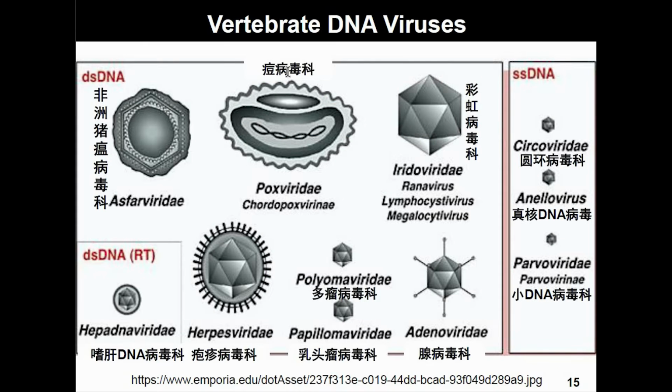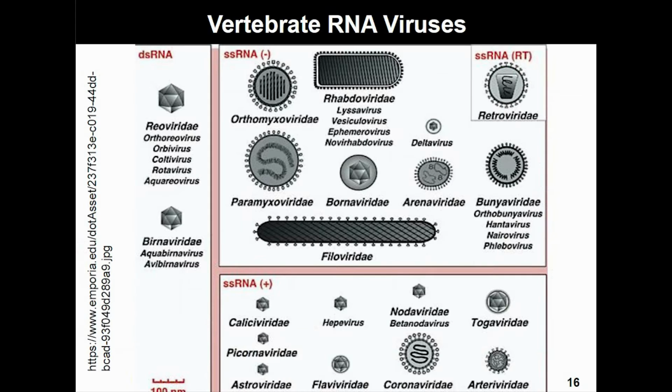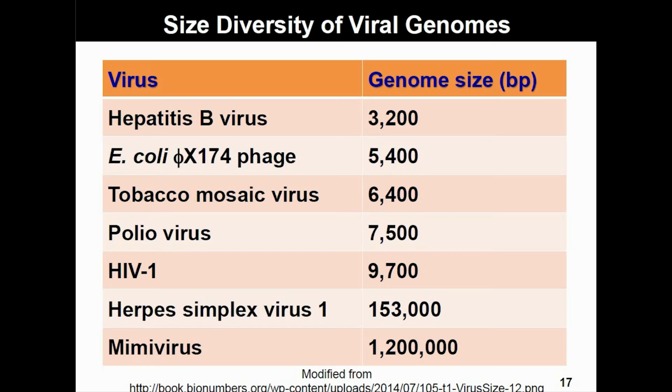Next one. So vertebrate DNA viruses, different names of the viruses we need to know. Okay, and then different RNA viruses present in vertebrates. That's it. So what is size? Size is measured in terms of BP. What is BP? BP is base pair.